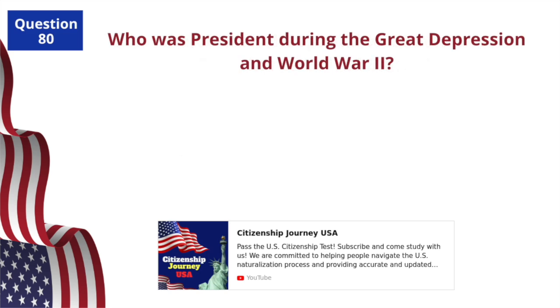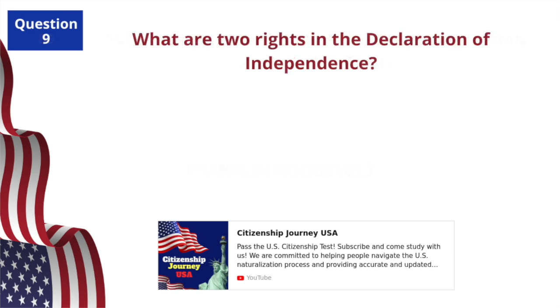Who was president during the Great Depression and World War II? Franklin Roosevelt. What are two rights in the Declaration of Independence? Life, liberty.